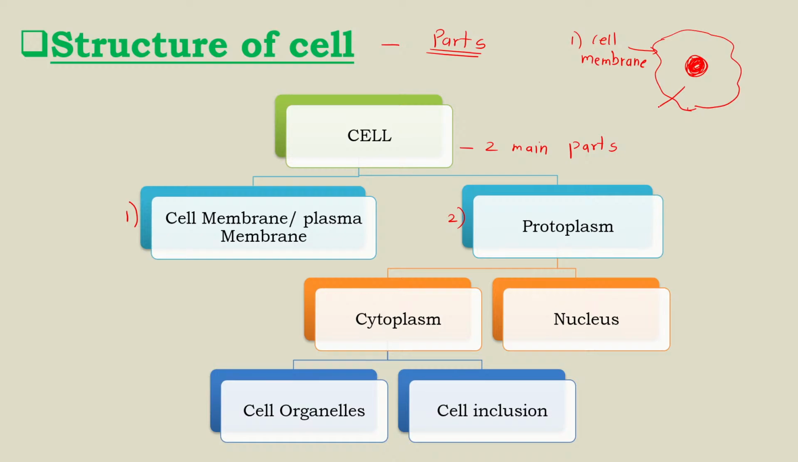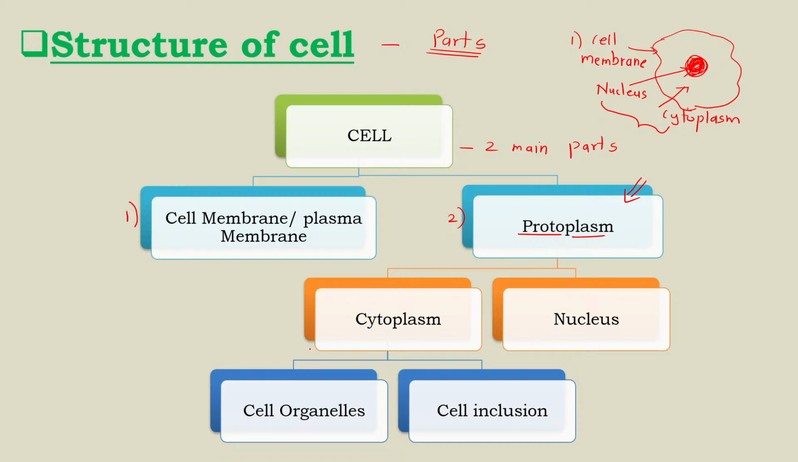This jelly-like substance which is present in the cell is the cytoplasm. I will explain all these terms in detail, so don't worry about the terms. And the central part is the nucleus. Both the nucleus and cytoplasm together we call the protoplasm. That is, cytoplasm and nucleus.